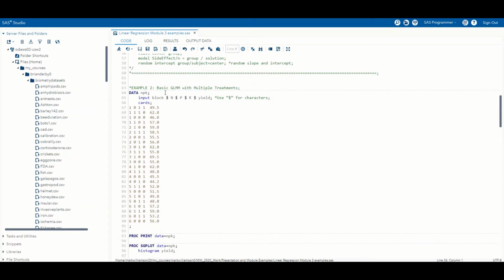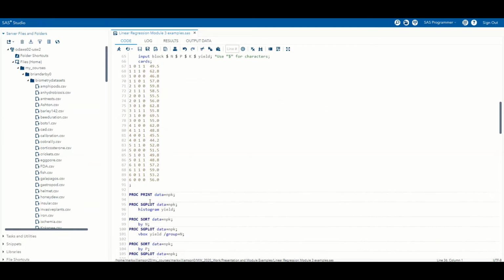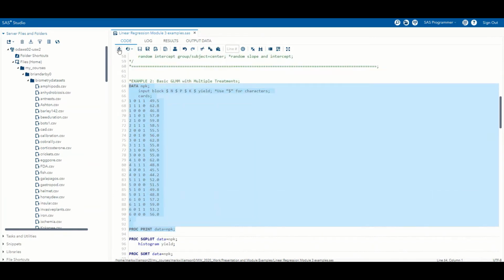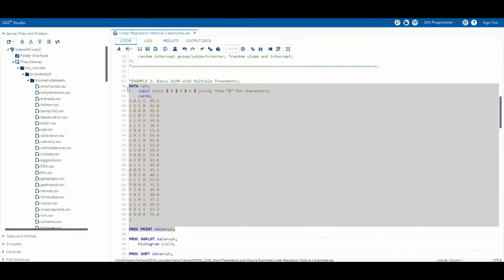Okay, and then we'll move on to example 2. So now we're going to do a basic GLMM with multiple treatments. It's a little more complicated. Here's our data. We're using the cards setup instead of the datalines, so it's a little different here. This is data from an NPK experiment: nitrogen, phosphorus, and potassium. It looks at the yield of a certain plant and whether or not nitrogen, phosphorus, or potassium were added. And then by block, this is our random effect.